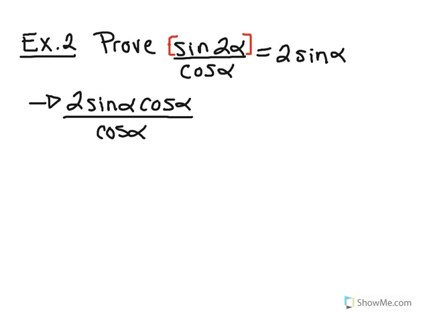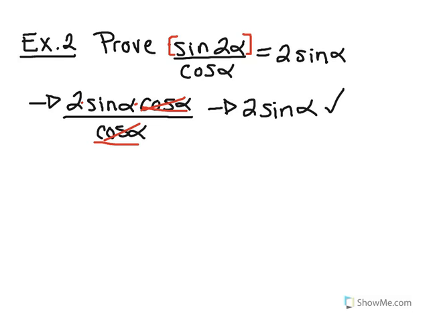All right. Now, what I see here is the way that this looks right now, in the numerator, all of this is just being multiplied. So I can actually cancel out these cosine alphas. They're gone. And what I'm left with is 2 sine alpha. So, have I proved the identity? The answer is yes. So I just put a check mark.